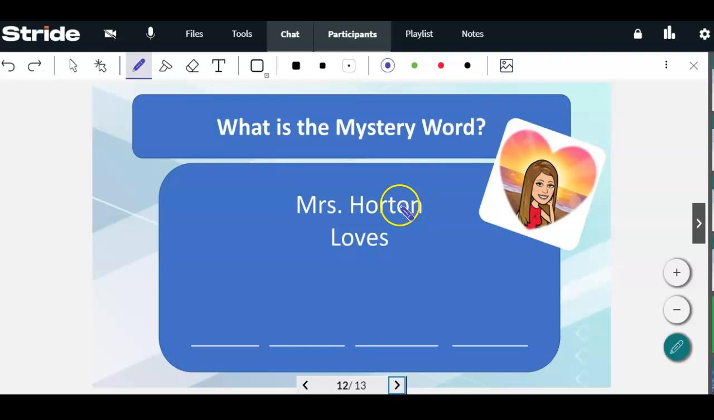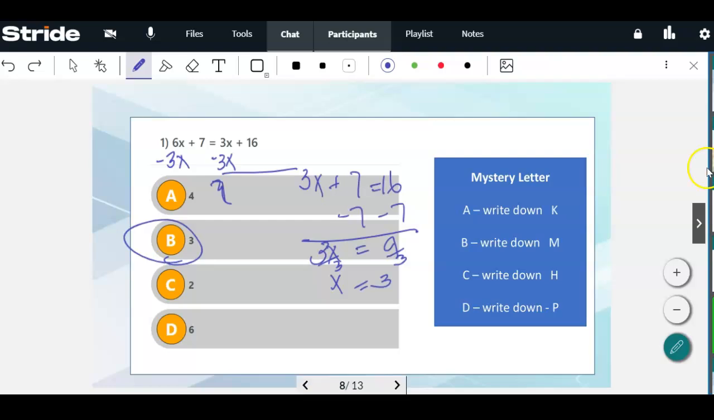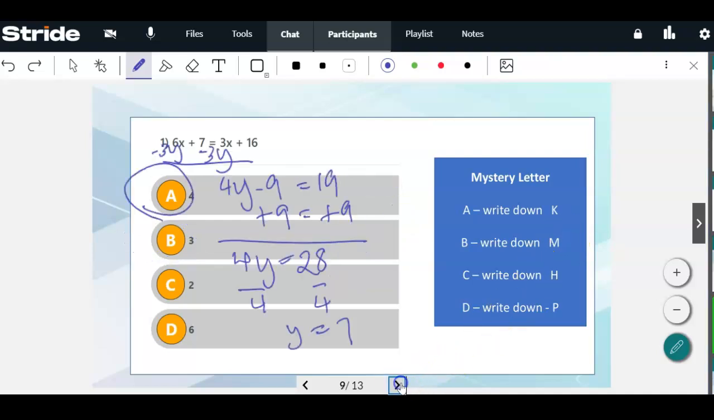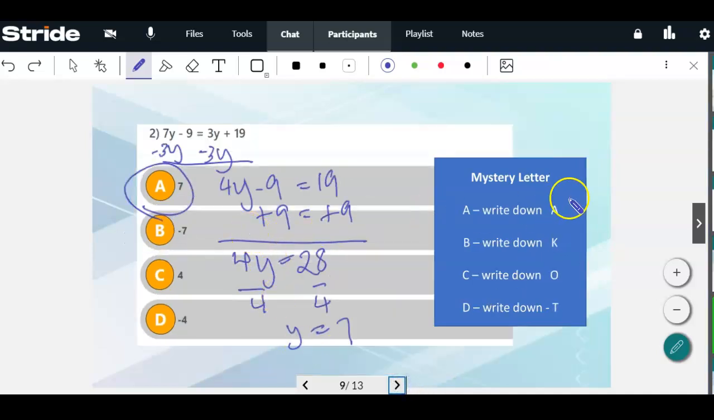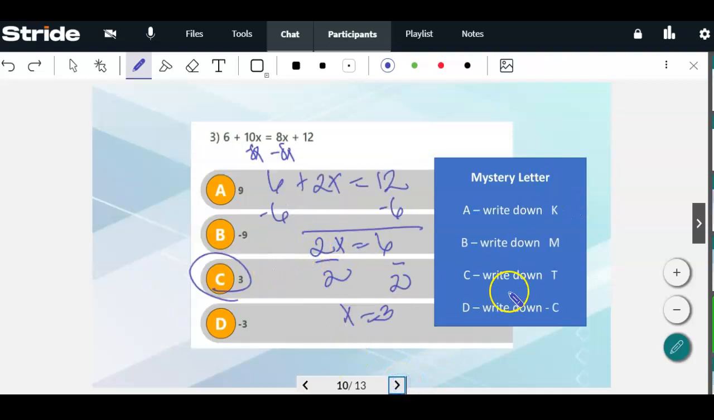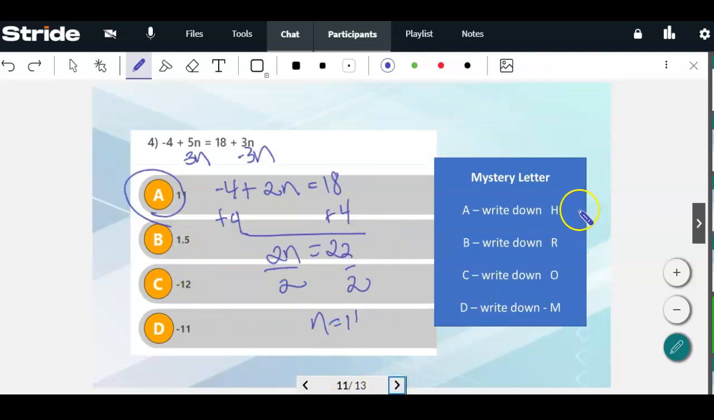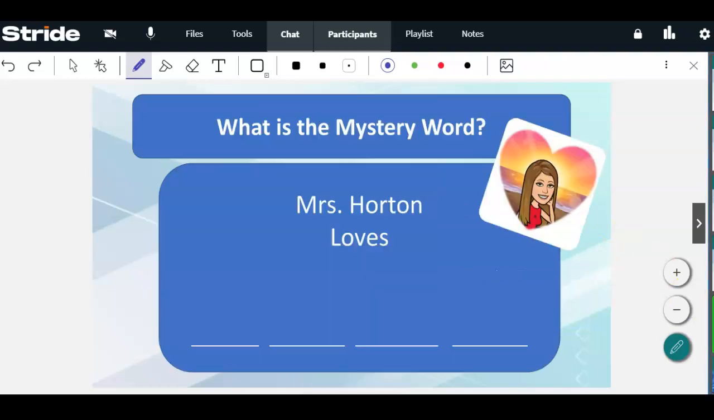What is the mystery word Mrs. Horton loves? Well, I don't know. What would that be? Oh, I totally did that wrong. So I need to write down the letter M. Use the code. A. Oh boy, it's T. And H. So it's math, of course. That's what I love. Y'all know that. I love math. So I want you to love it as much as I do by the end of the year, if you don't already.